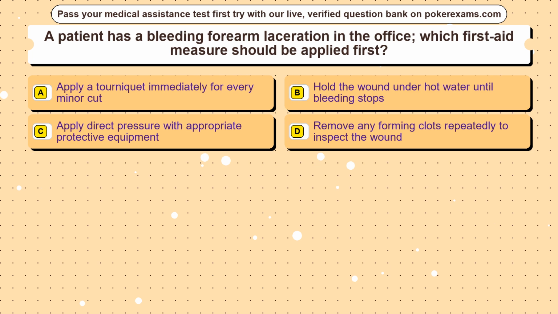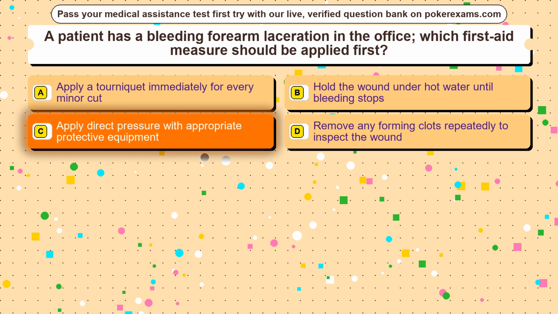Question 52. A patient has a bleeding forearm laceration in the office. Which first aid measure should be applied first? Option A, apply a tourniquet immediately for every minor cut. Option B, hold the wound under hot water until bleeding stops. Option C, apply direct pressure with appropriate protective equipment. Option D, remove any forming clots repeatedly to inspect the wound.